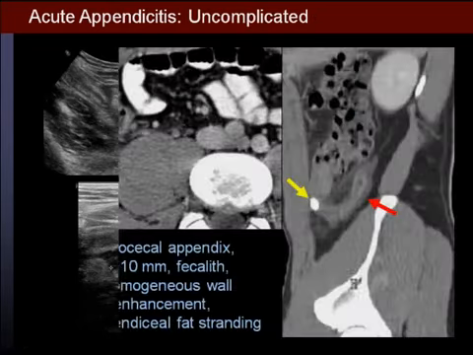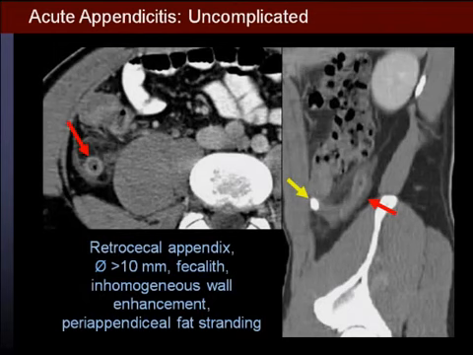But with CT, and this is a big advantage of CT, you can much more easily recognize and demonstrate the various stages of disease in acute appendicitis. This patient with uncomplicated, that is non-perforated appendicitis, shows an appendix in retrocecal location. The diameter is more than 10 millimeters. You can recognize a fecalith at the base of the appendix. This is again the increased diameter. There's an inhomogeneous wall enhancement, and there's periappendiceal stranding. And this is acute appendicitis without perforation.